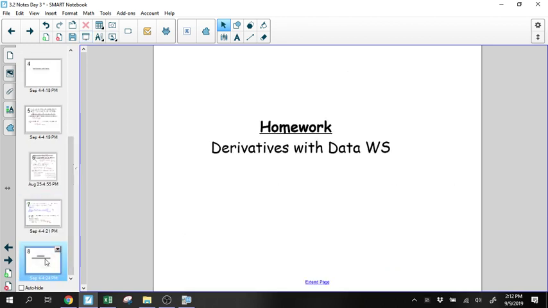All right. Your assignment tonight is the derivatives with data worksheet. There is no room to work on here, so you guys are going to want to have your own piece of paper.